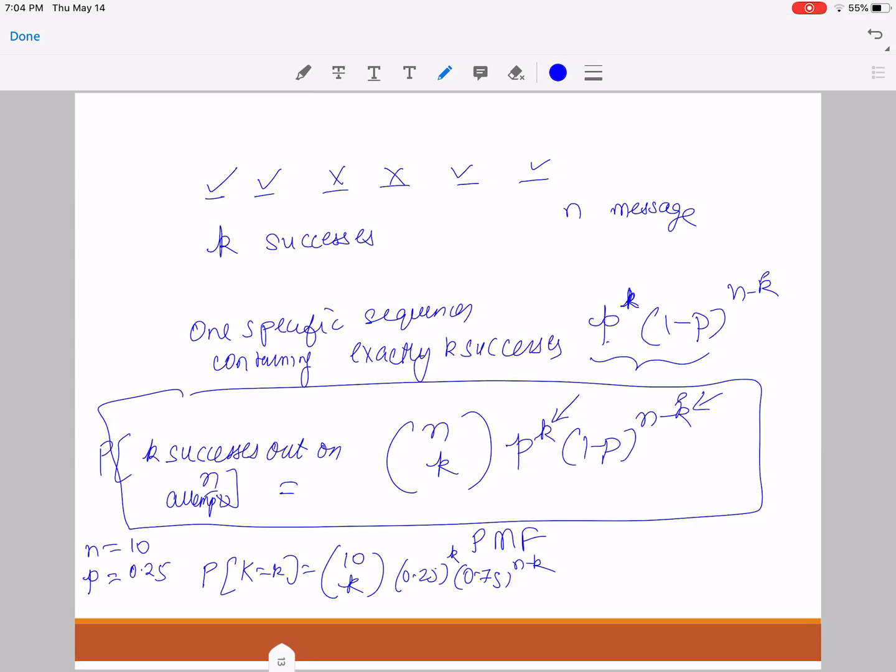For example, out of 10 messages, what is the probability that 5 of them are successful? So I need to find the probability that k is equal to 5, which can be found by just plugging this value into this PMF form. So that gives me 10 choose 5 times 0.25 to the 5th times 0.75 to the 10 minus 5, which is also 5. So that's the probability for exactly 5 messages being successful out of 10.